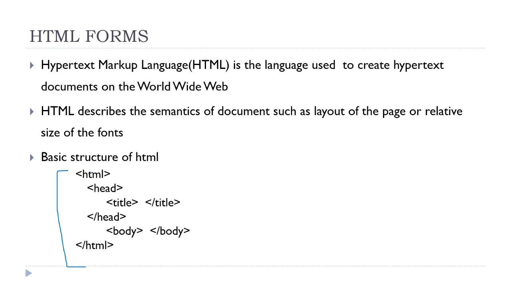Now, this is the basic structure of an HTML file. These HTML tags mark the start of the HTML file and the end of the HTML file. When the browser notices these HTML tags, it will know that this file is an HTML file. Next is the head tag. This head tag is inside the HTML tag and it contains the title. So we can pass the title here, and then inside the HTML we also have the body tag.